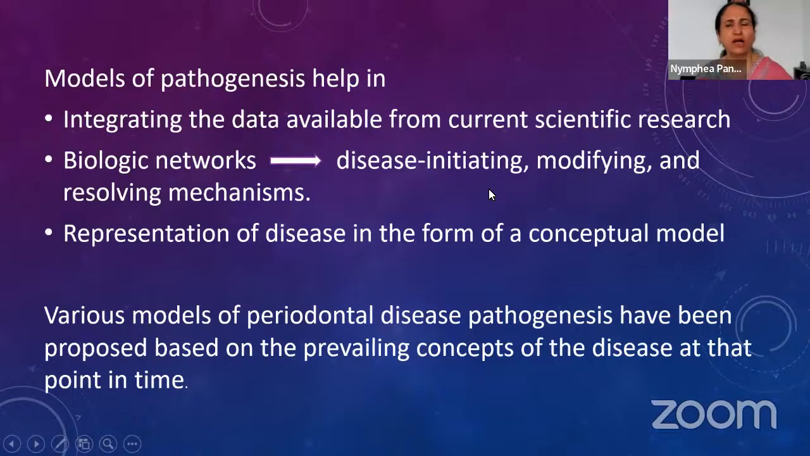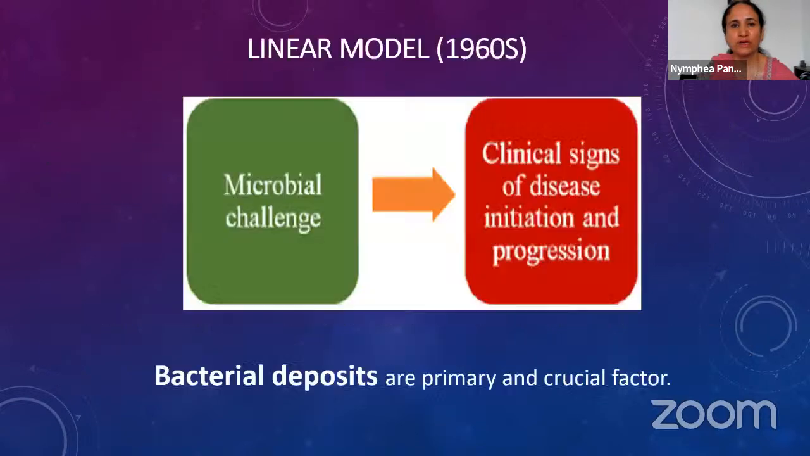So why do we need these different models? Why are we studying so many models? We are getting new scientific data, and we want to incorporate this in our current understanding of the disease and how the disease is initiated, how it modifies, and what are the different resolving factors. And these different models will give us an idea about how to take control of the disease.